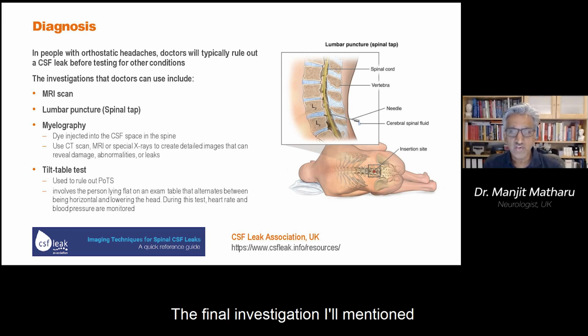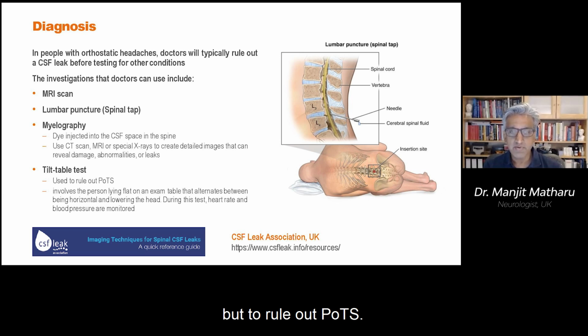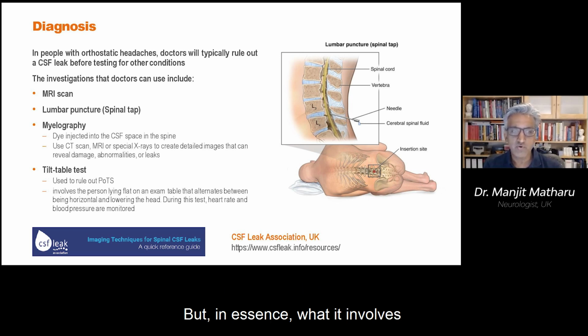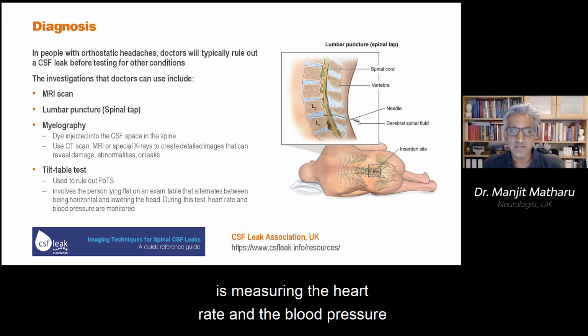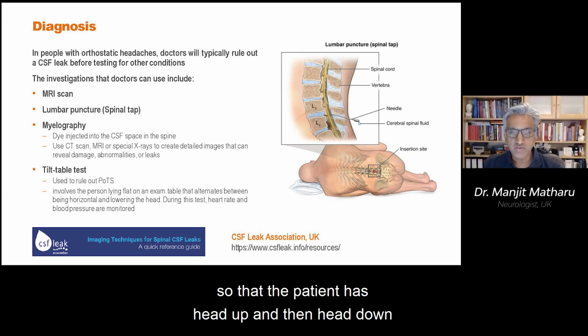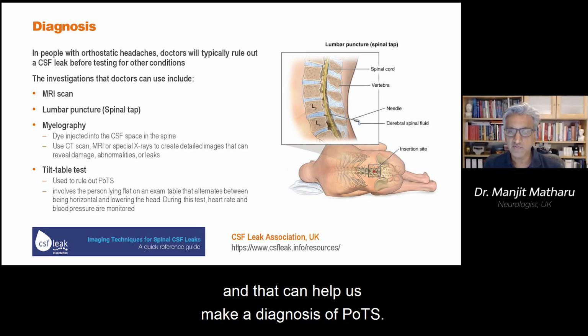The final investigation I'll mention is the tilt table test, which is really not for a CSF leak, but to rule out POTS. I'll come back to that later on in the investigation, but in essence, what it involves is measuring the heart rate and the blood pressure when the patient is lying flat, and then the table is tilted so that the patient has head up and then head down. And through all of this, the heart rate and the blood pressure are being monitored. And that can help us make a diagnosis of POTS.